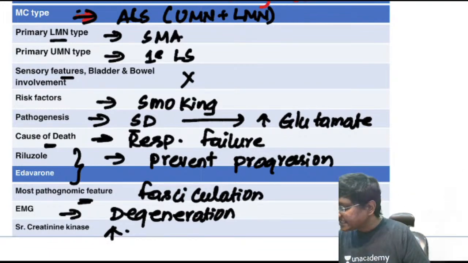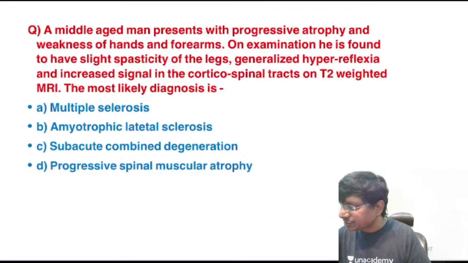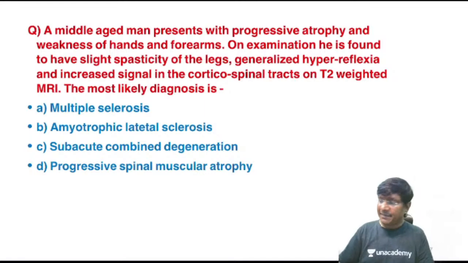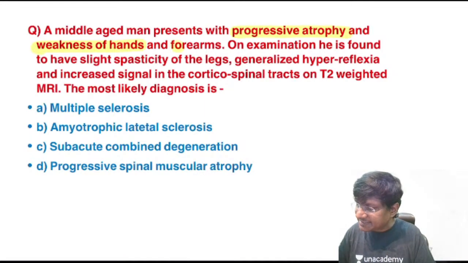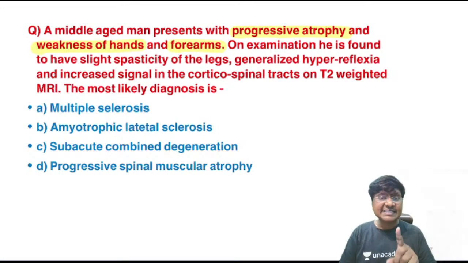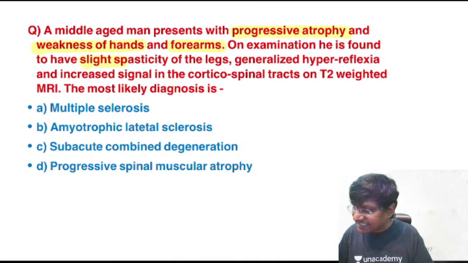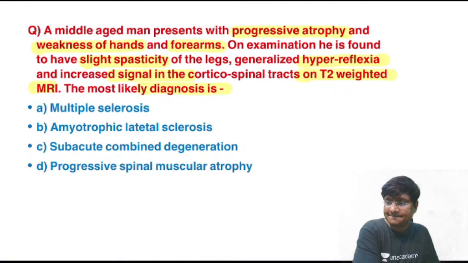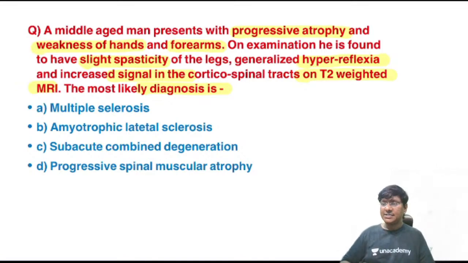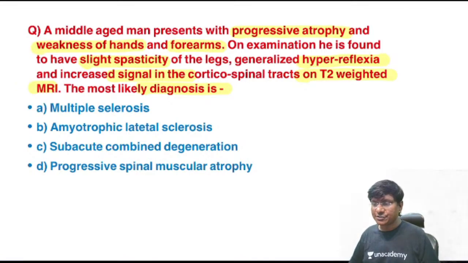Okay, now let us discuss one quick clinical question. Yes, please answer this. A middle-aged man presents with progressive atrophy and weakness of the hands as well as the forearms. On examination, he is found to have slight spasticity of the legs, generalized hyperreflexia, and increased signal in the corticospinal tract on T2 weighted MRI. So what do you think is the most likely diagnosis in this patient? Yes, anyone want to make a quick attempt at this question?